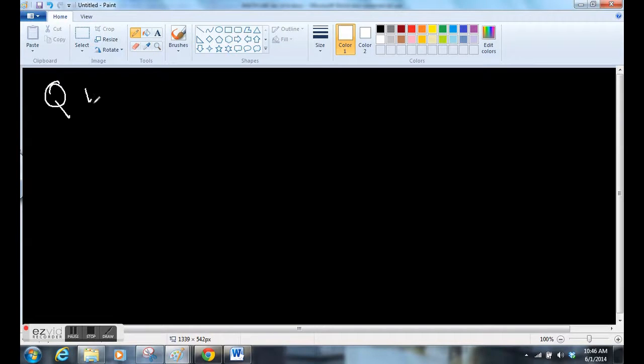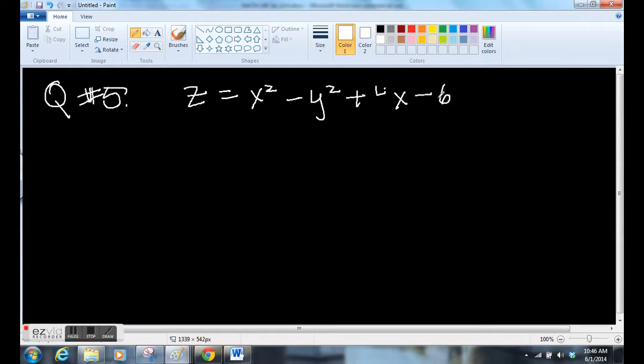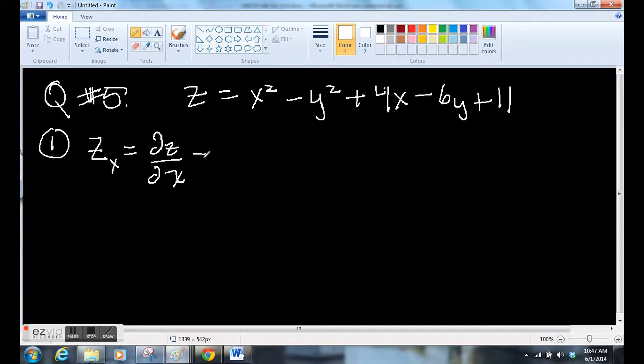Here's question number 5 on section 14.4. Again, here is our z equal to x squared minus y squared plus 4x minus 6y plus 11. The first thing we're going to do is find zx, the derivative in terms of x. Another way you can think of that is dz dx.